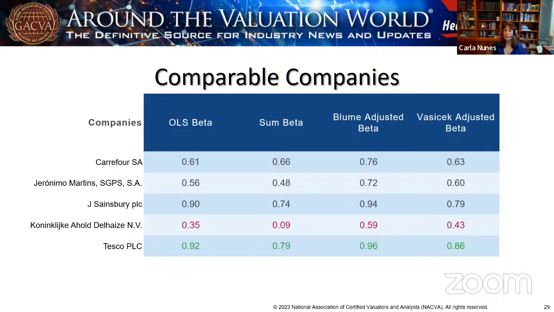I would much rather do a Vasicek beta. And Vasicek is also called the shrinkage method. It's saying that companies that have a higher standard error, where there's more uncertainty around the estimate, get a lower weight. This is a weighted average beta, and the companies that have better statistical quality get more weight. And the thing about this module that we put together is that you don't have to do the calculations of all the standard errors and everything. We just do it for you.